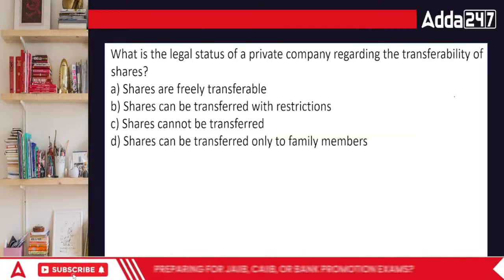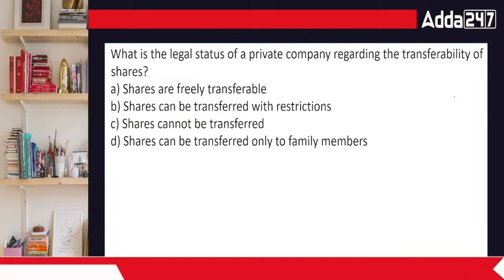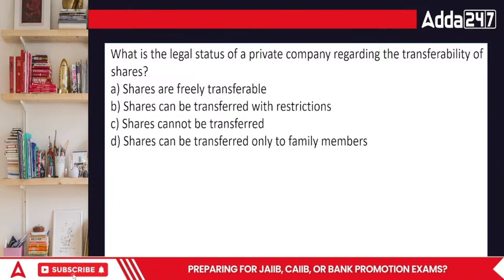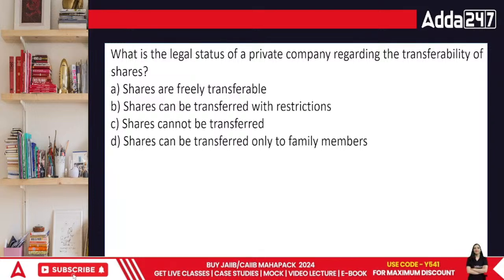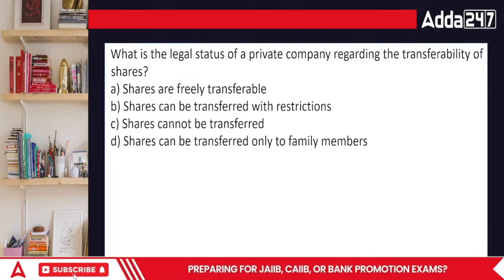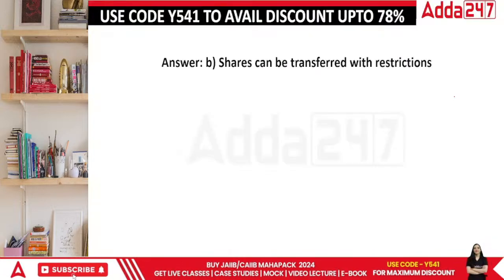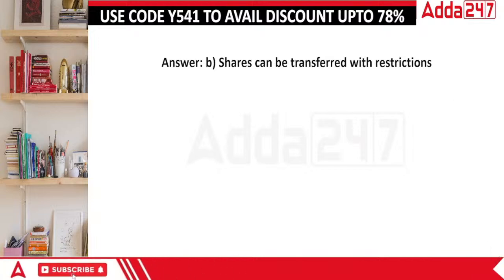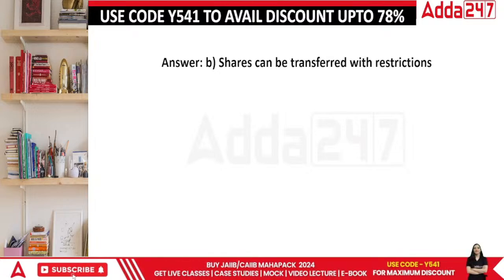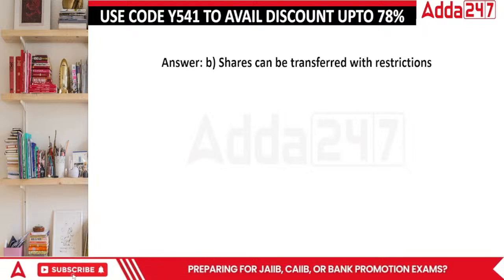Next question is, what is the legal status of a private company regarding the transferability of shares? When we talk about a private company, there's no harm in transferring the shares of the company to anybody else. This is absolutely normal and allowed as well. Shares are freely transferable. Shares cannot be transferred. They can be transferred, but with restrictions. They can be transferred only to family members, or shares cannot be transferred. You can transfer the shares. All a particular organization can do is put some restrictions on you. There's no point that you are not allowed to do it at all. You can do it. You are a shareholder. If you don't want to be a part of this organization, you leave it and you move on, right? You sell your share to someone else and then you're sorted.